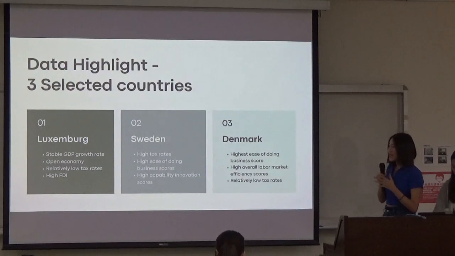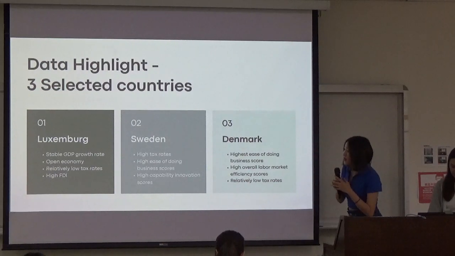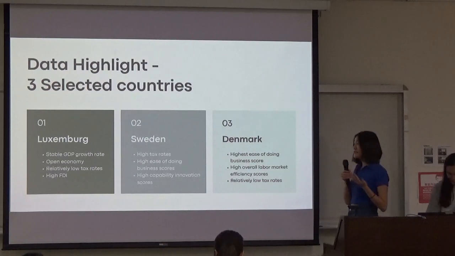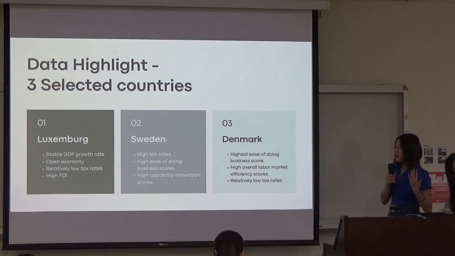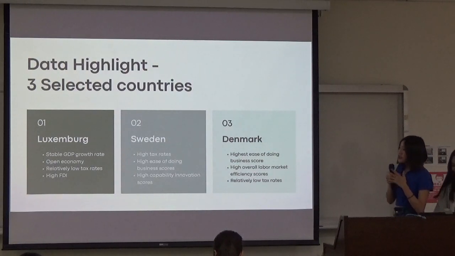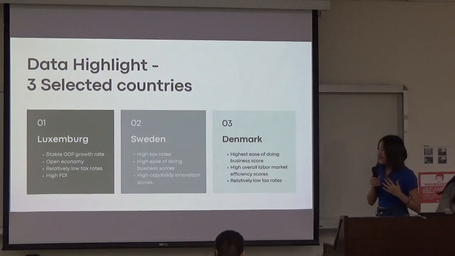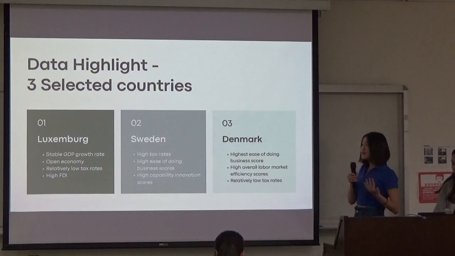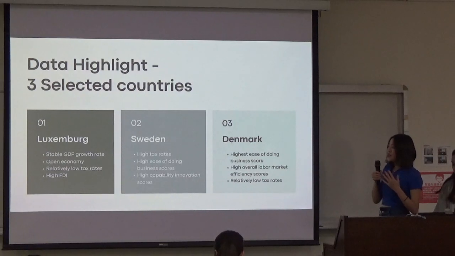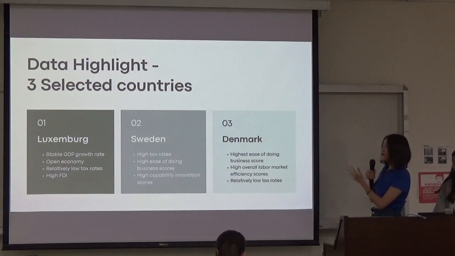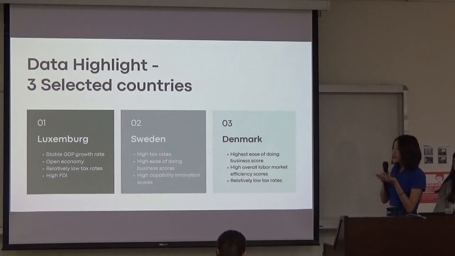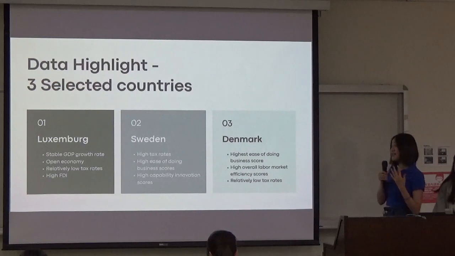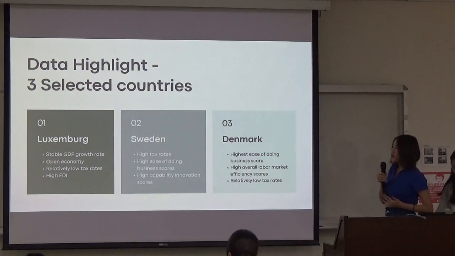So we further look into Luxembourg. It has a really open economy and a really stable GDP growth rate compared with the other 10 countries. But it has higher business requirements, maybe in their government. So we move on to the other 2 choices. Sweden also has a really high ease of doing business score, but it has a relatively high tax rate. So we just move on to the 3rd one, which is Denmark.